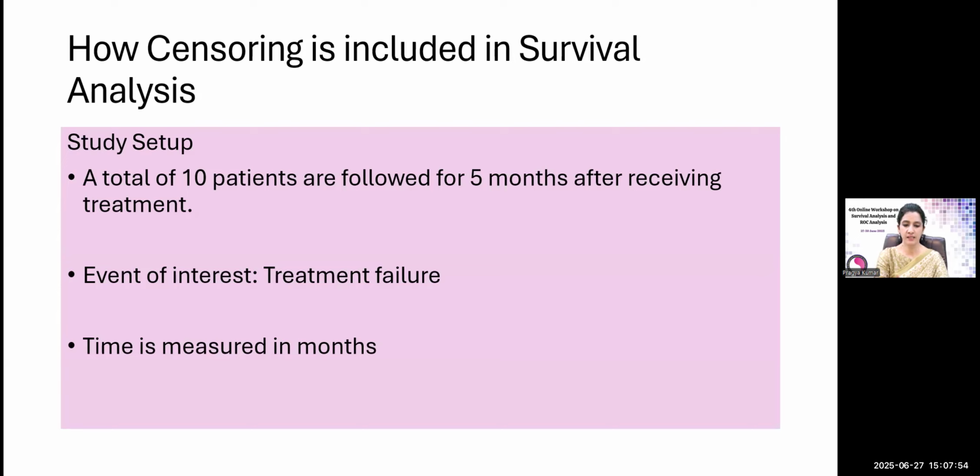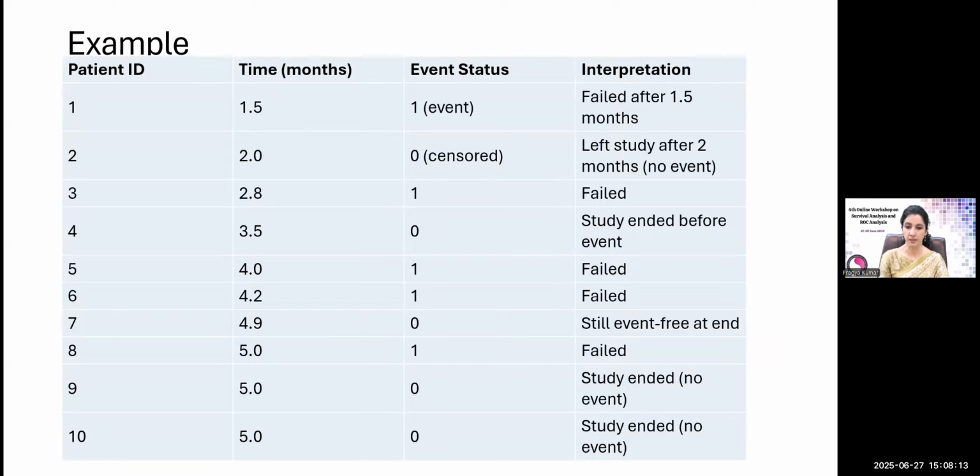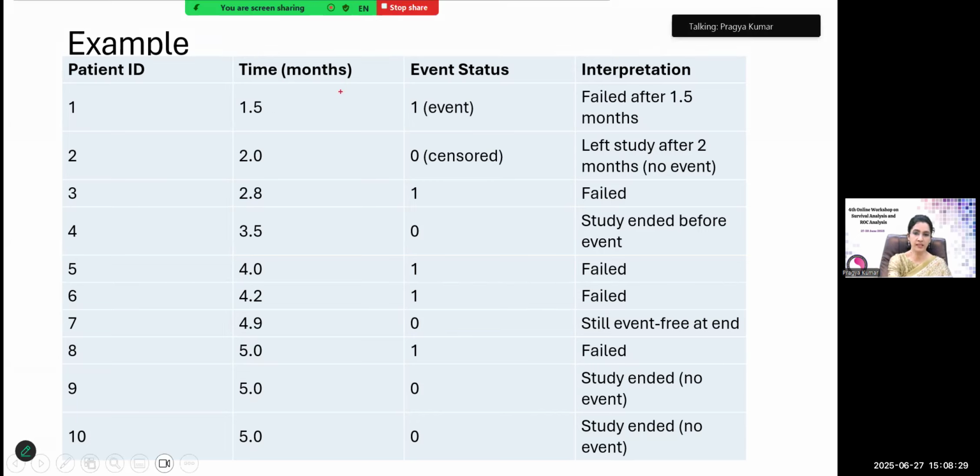Now, if we have to include censoring in the survival analysis, suppose in my study I have a total of 10 patients and I have followed them up for 5 months after receiving the treatment. My event of interest is treatment failure and the time is measured in months. This is one example of how the survival probability is calculated. In this example, there are 10 people, and this is not an interval; this is the exact time to event.